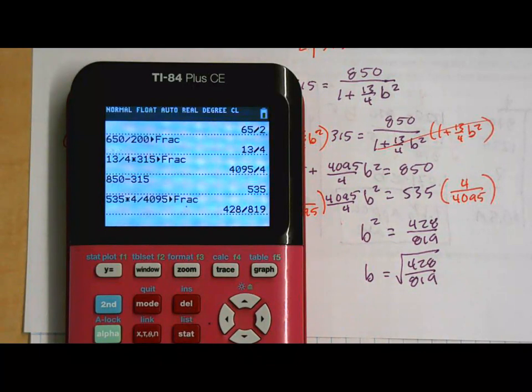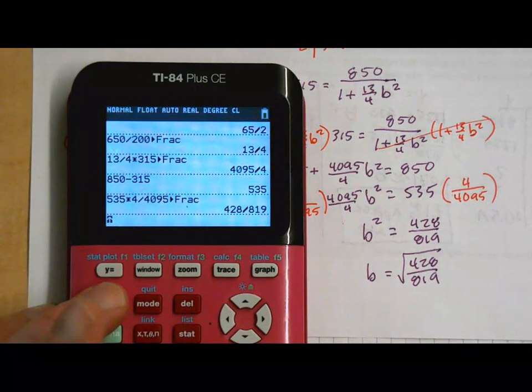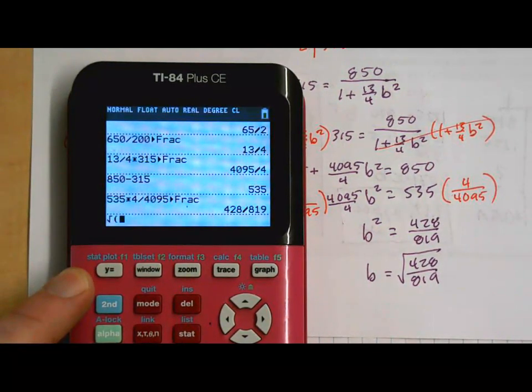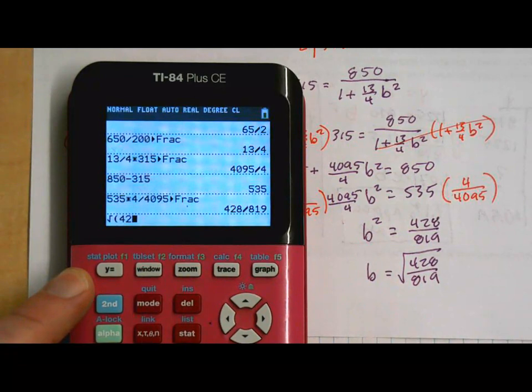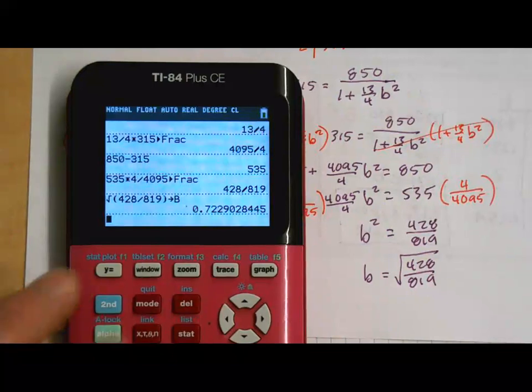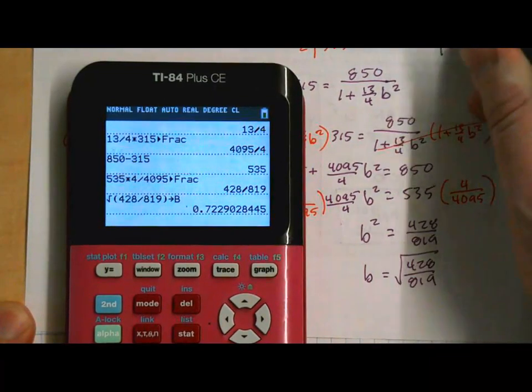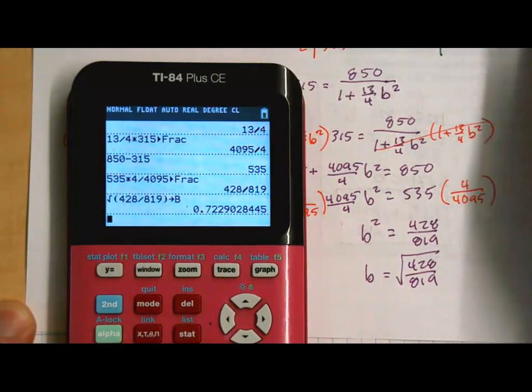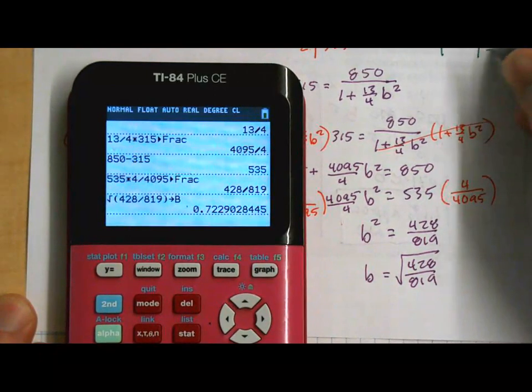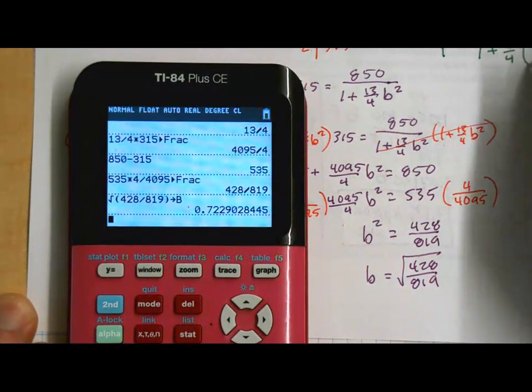Actually, just so I don't have to keep typing that in over and over again, I might go ahead and turn it into a decimal and then store it as b, just out of laziness. So we're going to wrap this up now. My final function is y equals 850 over 1 plus 13 over 4 times the square root.